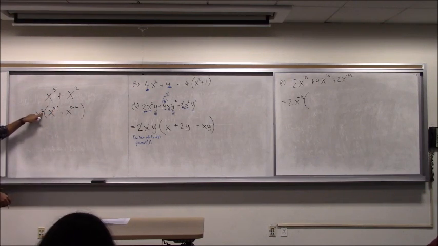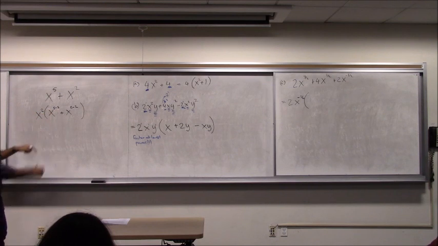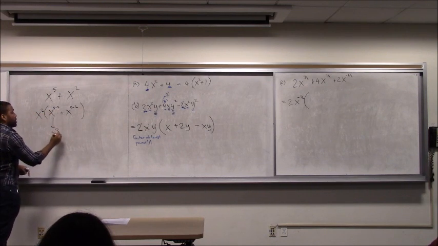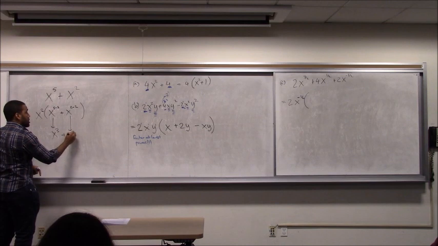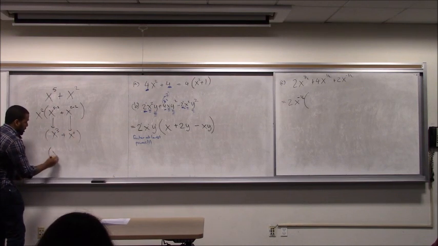So whenever you pull out a power, you're subtracting that power from the inside. So this becomes x cubed. This becomes x to the 0, which we know is 1. So that ends up being x cubed plus 1.